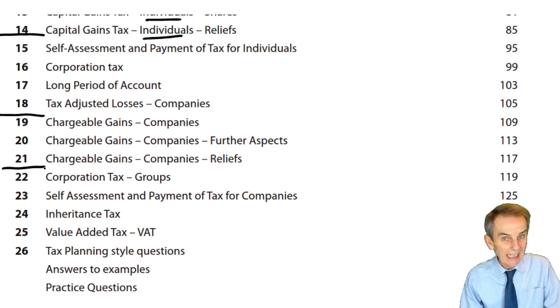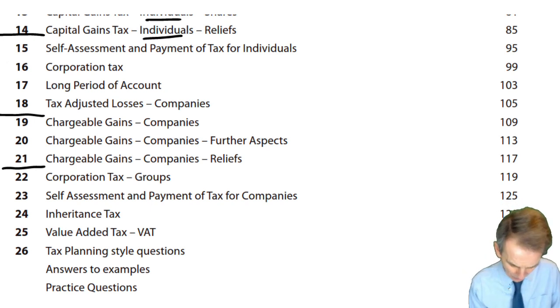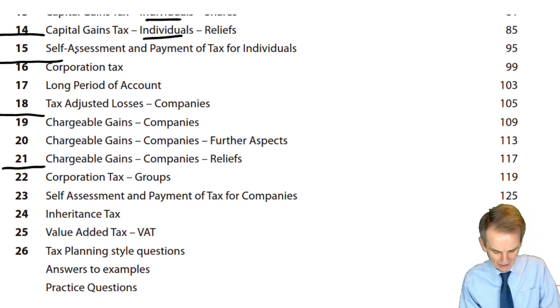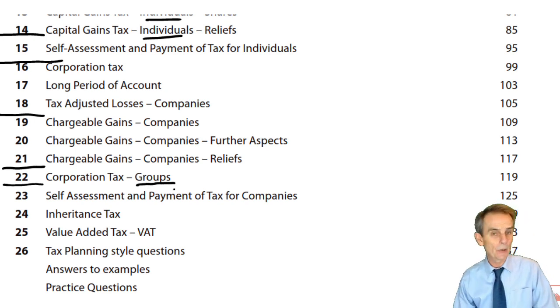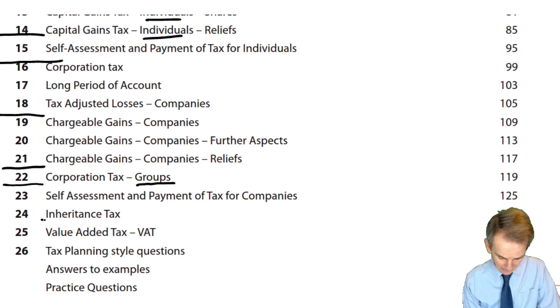We've got the second biggest tax next to income tax as corporation tax. And corporation tax to begin with, chapter 16 through to 18. We've also then got chapter 22, which is looking at groups of companies rather than just a single company there. We've then got the two other major taxes, inheritance tax, VAT.